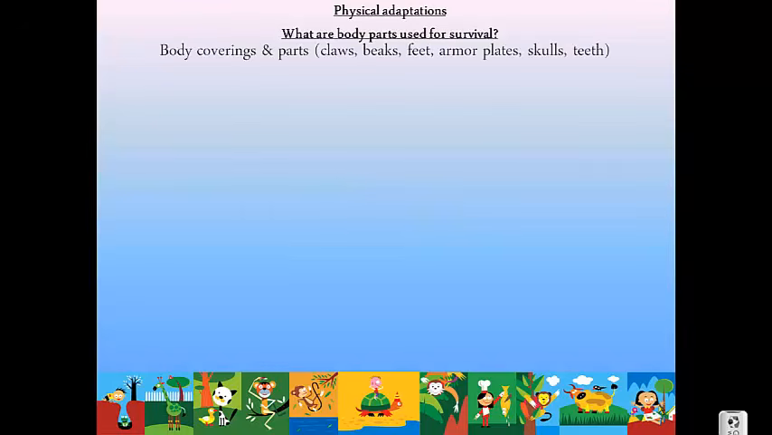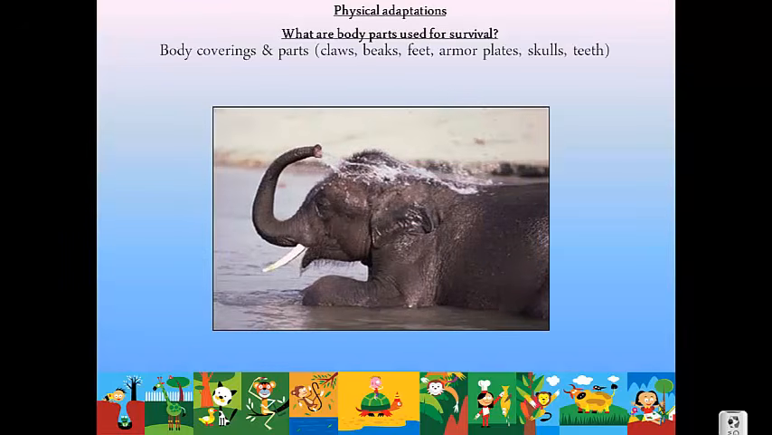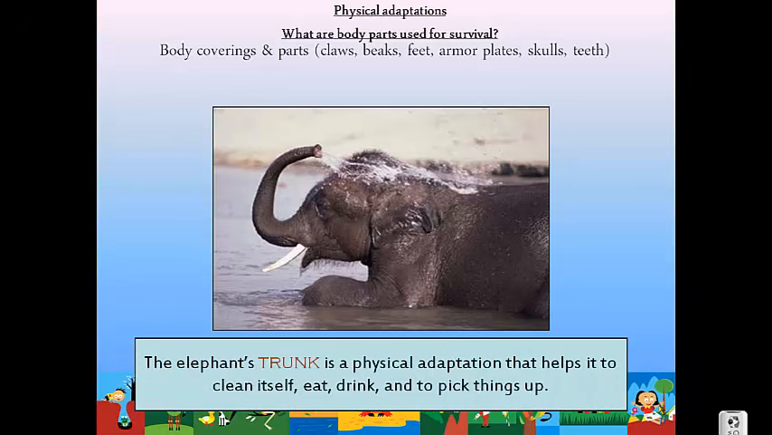Another example of physical adaptations are body parts or body coverings. Many animals have developed different body parts and body coverings in order to be able to protect themselves and survive in their environment. For instance, we're going to talk a lot about birds because the state of Arizona is big on birds. Birds have developed certain beaks in order to survive.